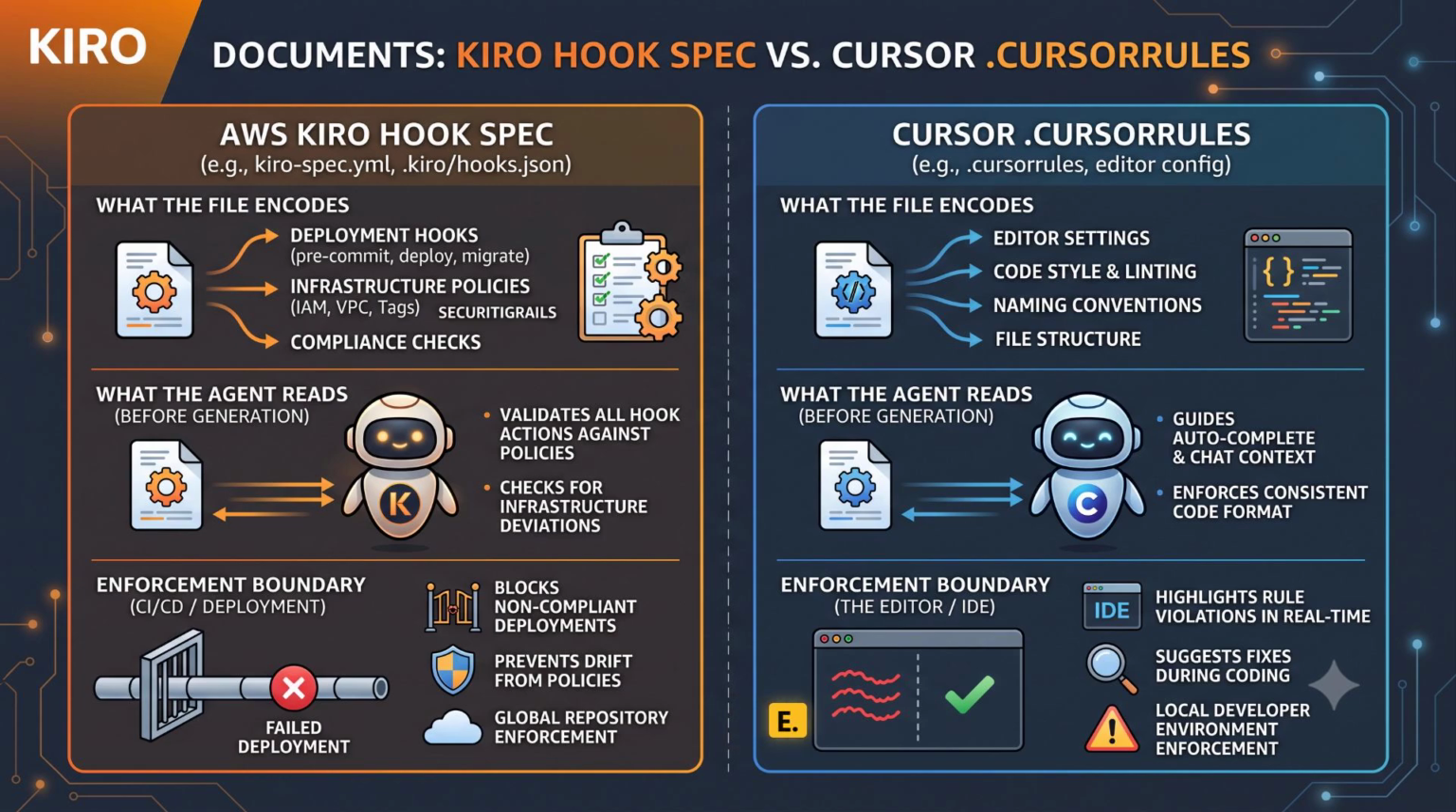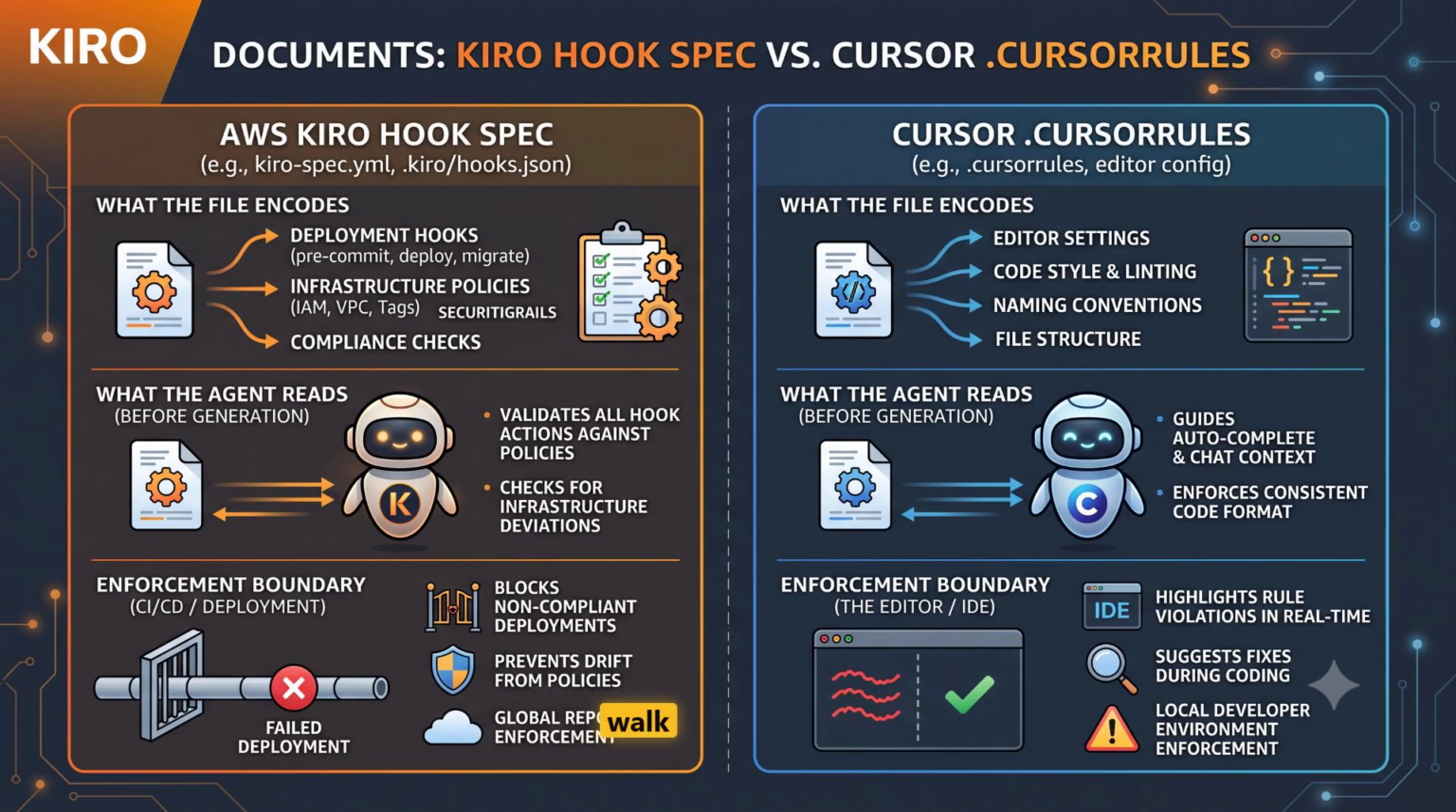fly inside your IDE. Wait a second, notice how both sides solve completely different problems. One defends your cloud infrastructure, while the other defends your code style. Looking across both panels side by side, you can see how these two spec files work in tandem rather than competing. While .cursorrules keeps your local developer environment clean, the KIRO hook spec enforces global repository governance across all your build pipelines. Memorize this: .cursorrules keeps your code readable, but hook specs keep your cloud alive.